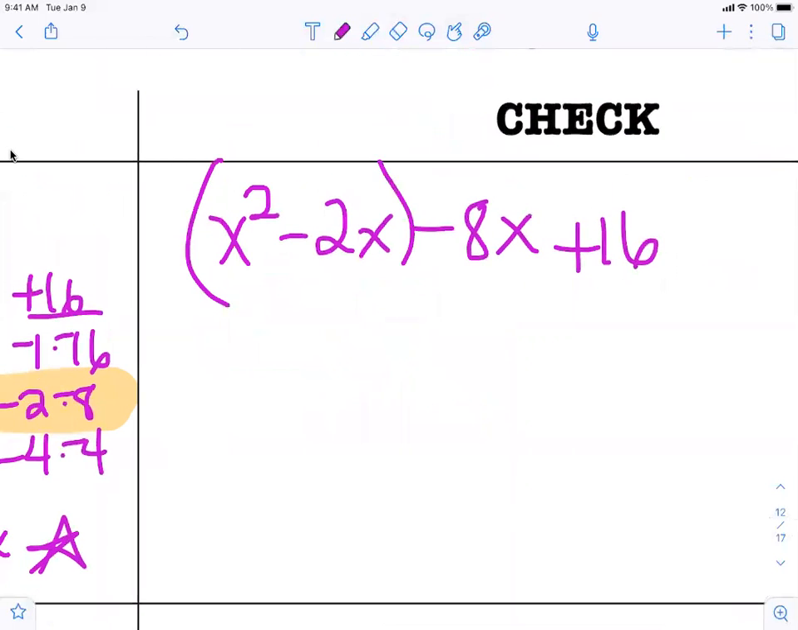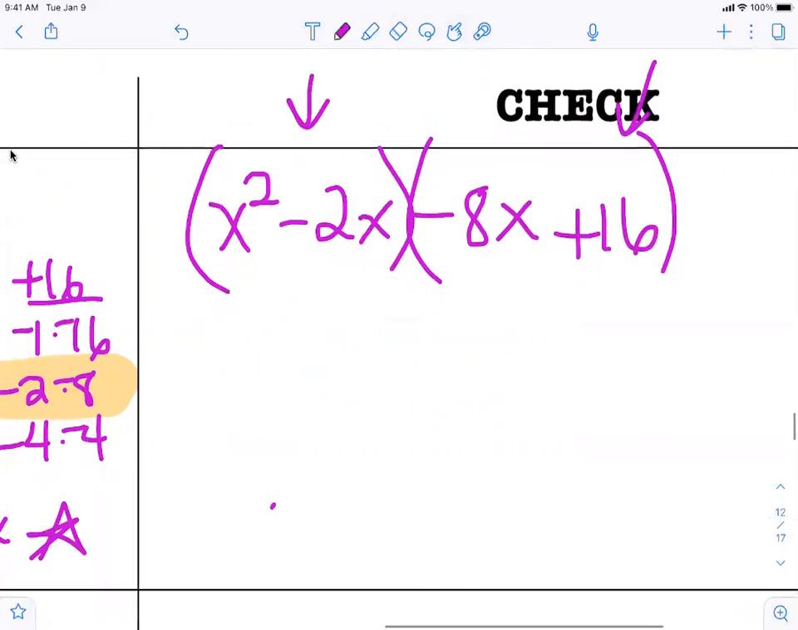So that's what I want you guys to try. I want you to find the GCF of each of these guys, factor it out, and I want you to see if you can tell me what our final two quantities would be. Pause your video now and go.